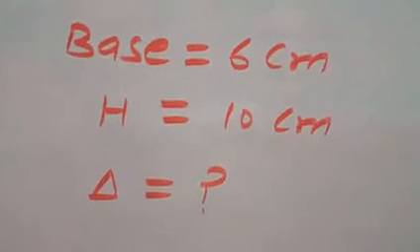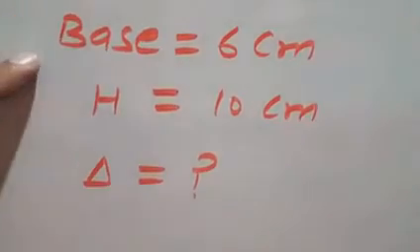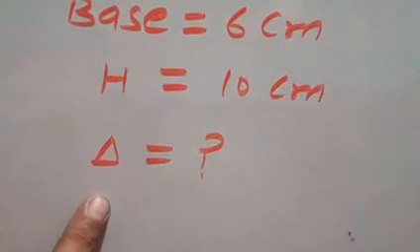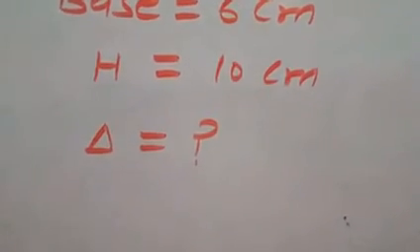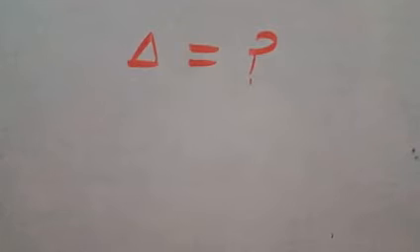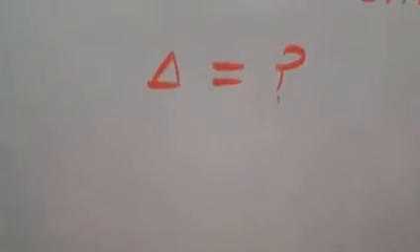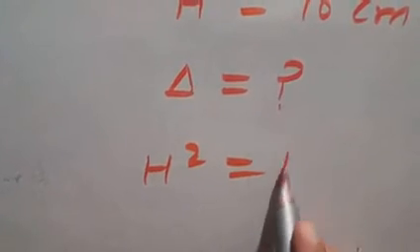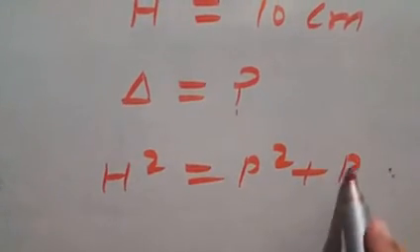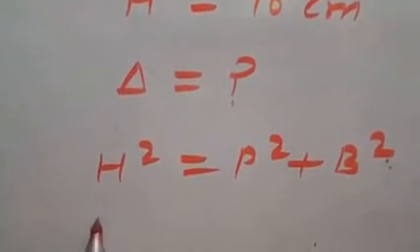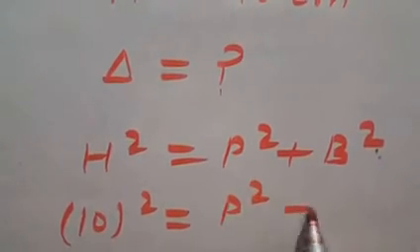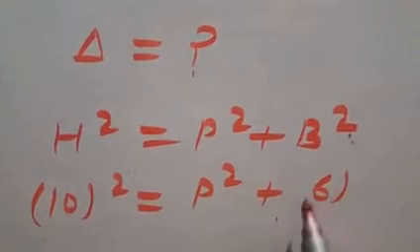Now in the second question, there is a right angle triangle whose base is 6 cm, hypotenuse is 10 cm, and we have to find the area of the right angle triangle. Now, as we know that area of a right angle triangle is half base into height, but we don't know the height. So here we use the Pythagoras theorem, that is h square is equal to p square plus b square. So hypotenuse is 10, so 10 square. Here perpendicular is the height which we need to find, and base is 6.